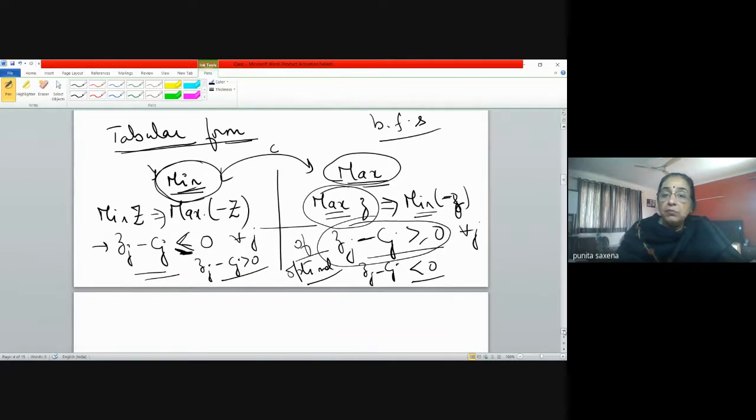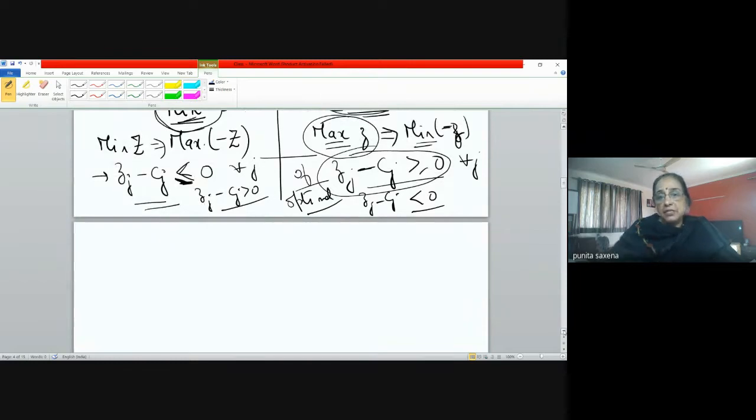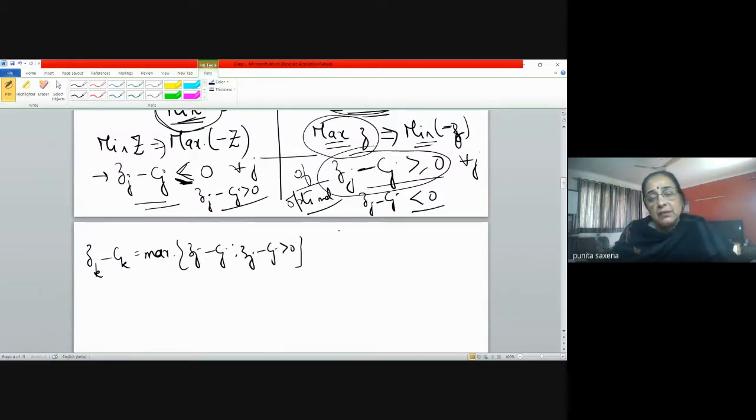The most positive Zj minus Cj, that is what we did, right? How did we define Zk minus Ck? The maximum of Zj minus Cj such that Zj minus Cj is positive. Right? So now what will happen here? The opposite. We are doing exactly the opposite of this.